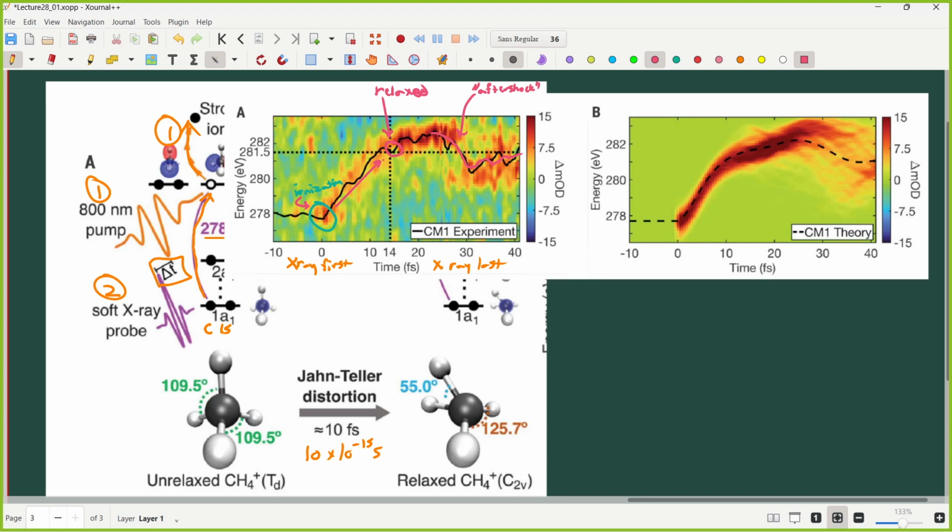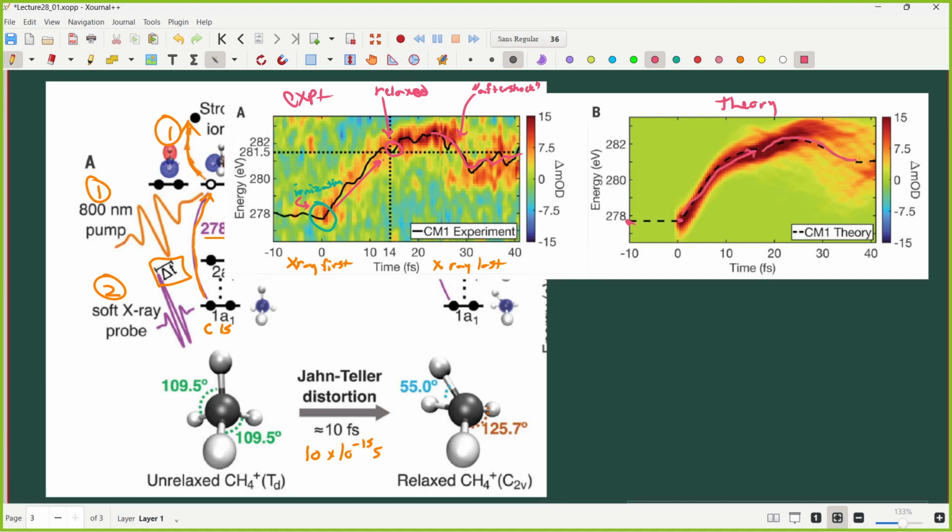And this is theory over here on the right, and as you can see, theory shows exactly that. This is theory, and this is experiment. There's no signal at negative time because again you haven't created the ion yet. It immediately turns on at 0 femtoseconds, and it slowly rises to about 15 femtoseconds to the final structure. And then there's some aftershocks after there as it starts to equilibrate and reaches the thermodynamic value.